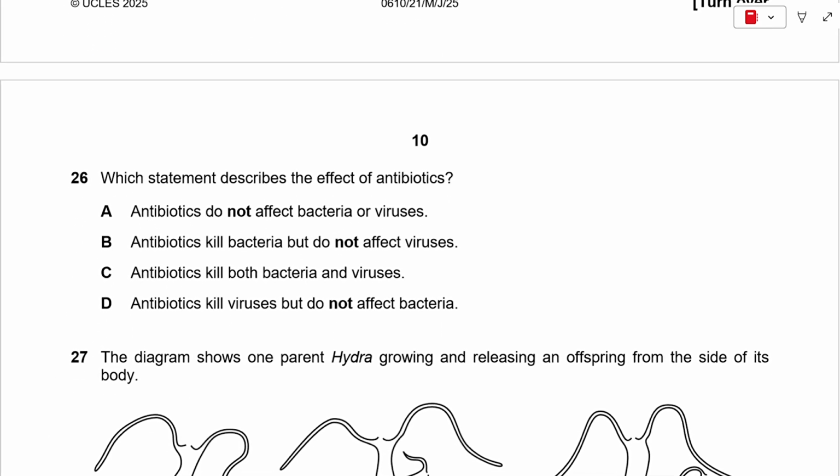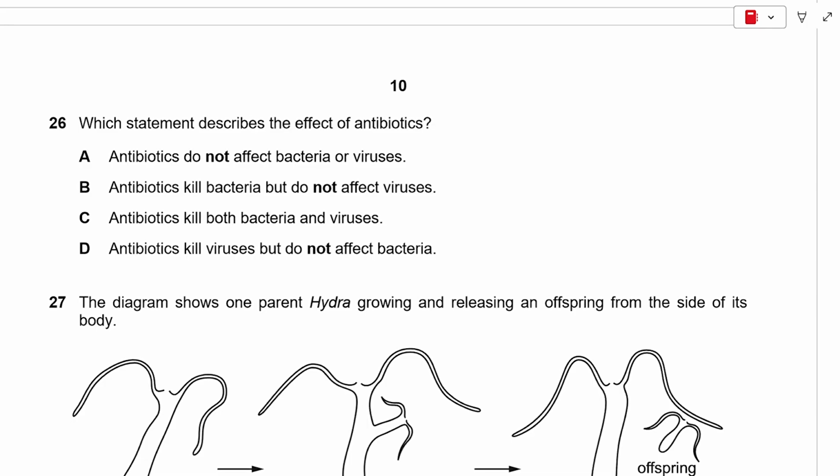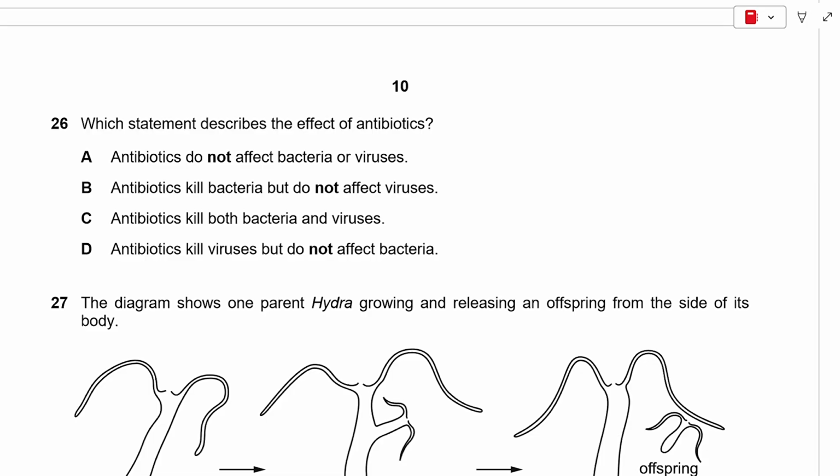Number 26 says, which statement describes the effect of antibiotics? So antibiotics are meant to kill or to destroy bacteria. They act on bacteria. They can act maybe by clumping the bacteria together or by destroying the cell walls of the bacteria, and they do not affect viruses. So antibiotics do not affect bacteria. That's incorrect. Antibiotics affect or kill bacteria but do not affect viruses.